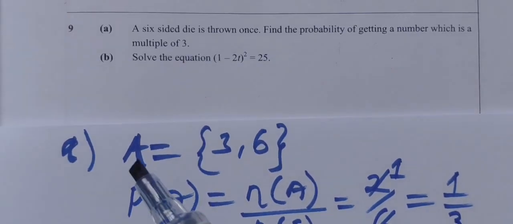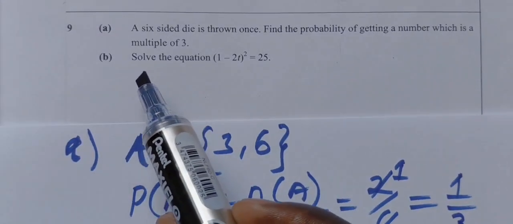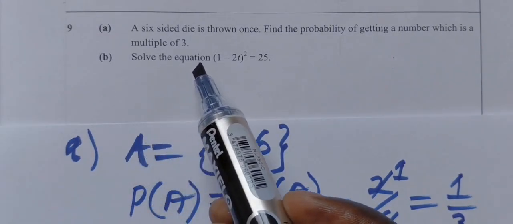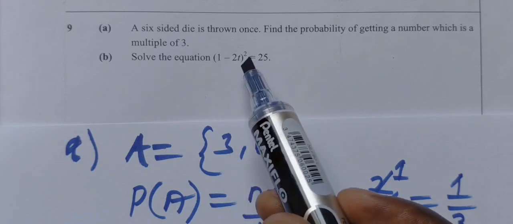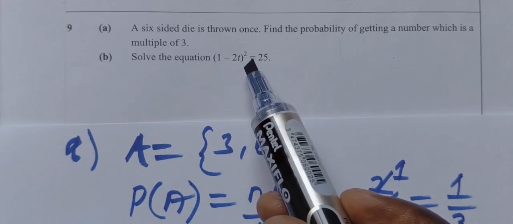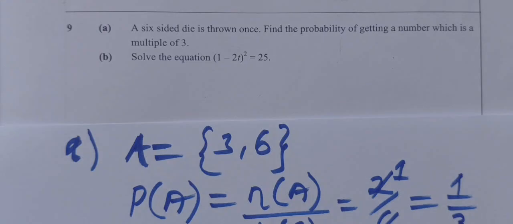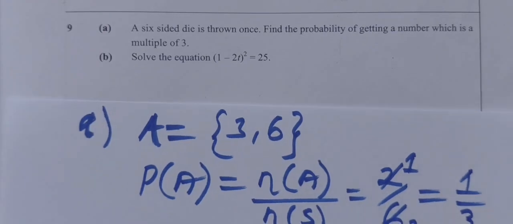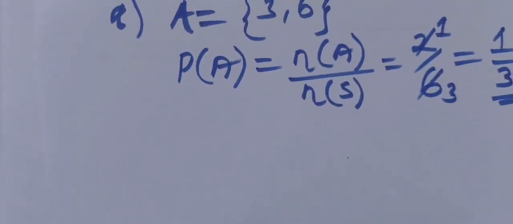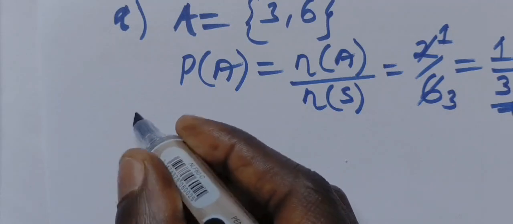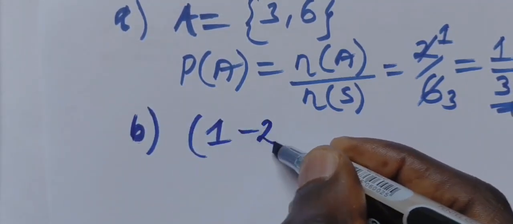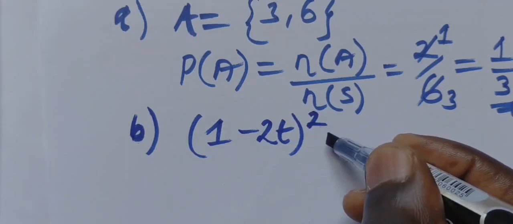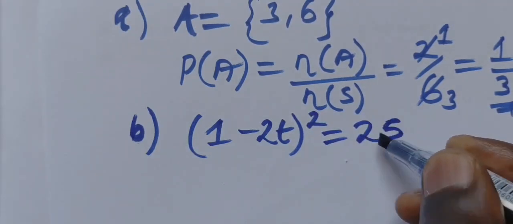Here there's an equation that we need to solve, and the question reads, solve the equation (1 minus 2t) to the power 2 equal to 25. So for this one, we will solve it as follows. So for part B, first of all, I'll write the equation (1 minus 2t) to the power 2 equal to 25.